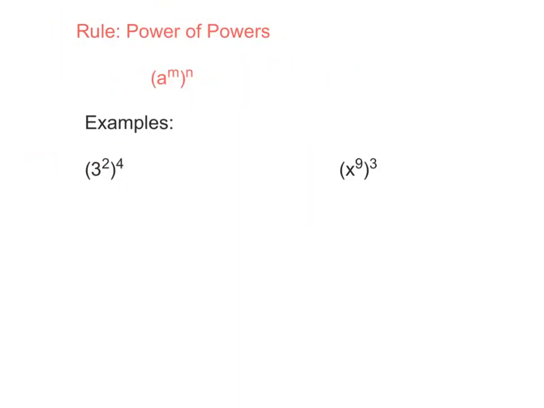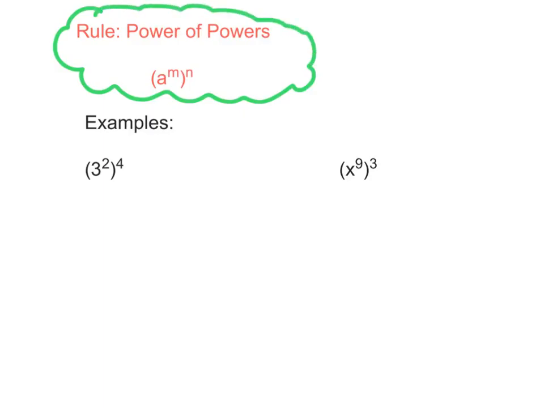Okay, now the second rule is called the power of powers. Power of powers, which means we've got a power situation right here. A to the m is a power situation, and we're raising that power to another power. So let's look at an example and see what the power of powers rule is going to look like.